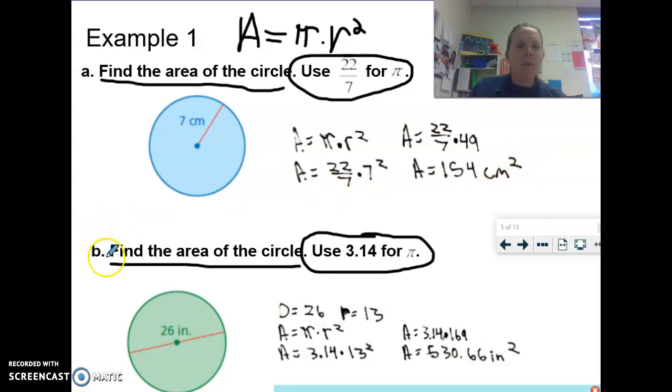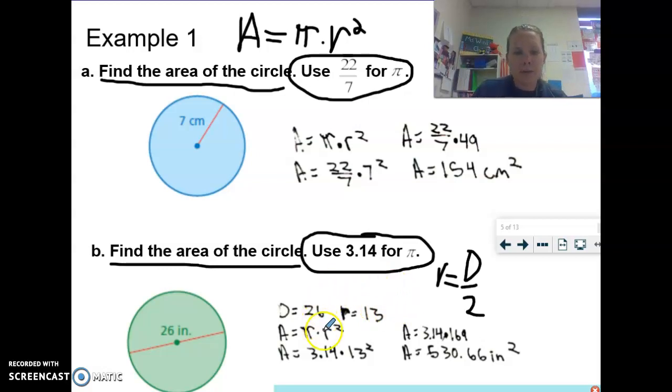Okay. Part B, then, you are finding the area of the circle. This time they want me to use the 3.14 for pi, okay? Now, when I look at this circle, I notice that instead of having a radius, I have a diameter. So again, this is where I was telling you that I would come back and discuss how do you go from a diameter to a radius, okay? In this case, my diameter is 26. To find my radius, I take the radius equals the diameter divided by 2. So all I did is take this 26 and divide it by 2 to get my 13.